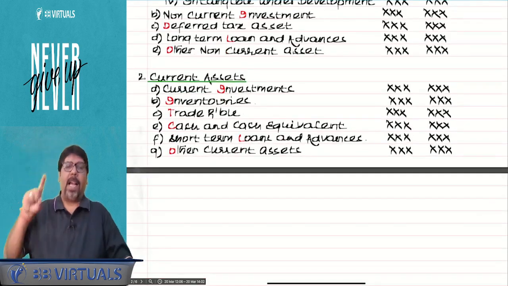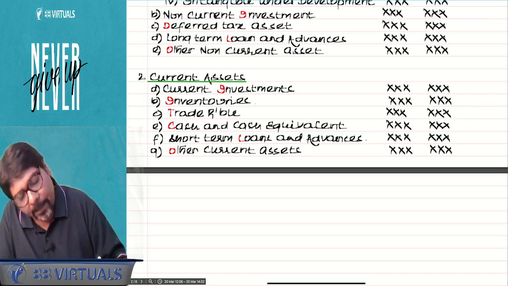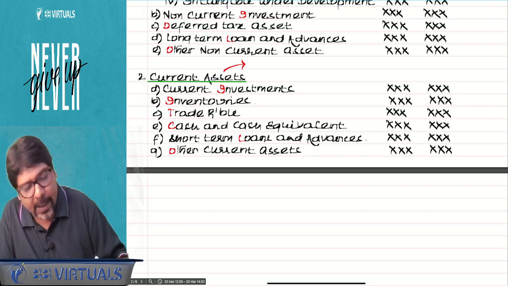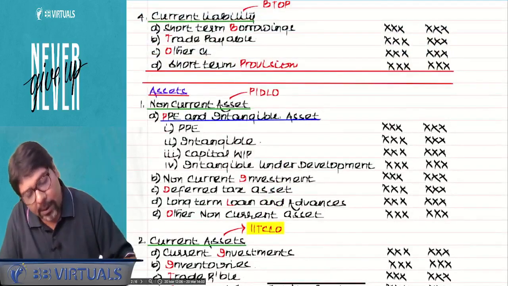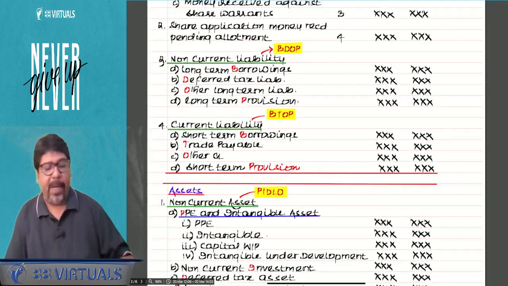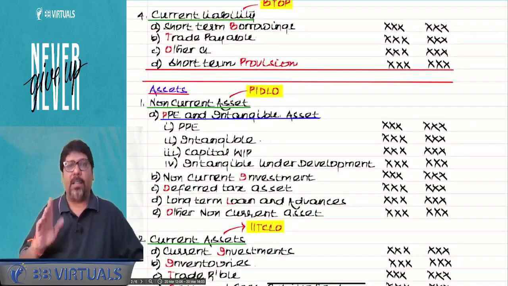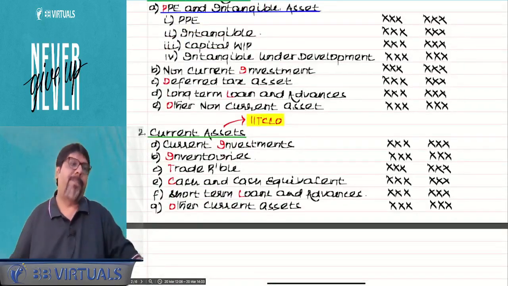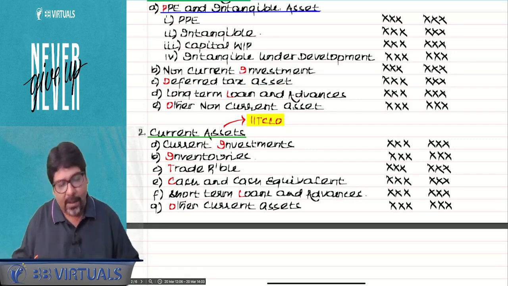Now charted, in current assets: investments, inventory, trade receivables, cash and cash equivalents, loans and advances and others. That is IITC loan. IITC loan. IITC loan. Correct, charted? Yes or no? Yes, sir. Now charted, if you can understand.